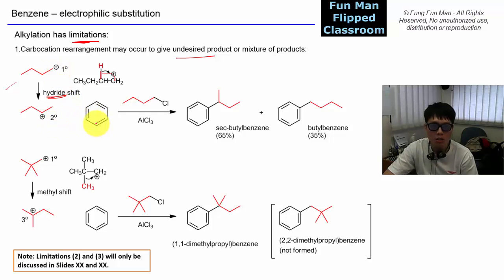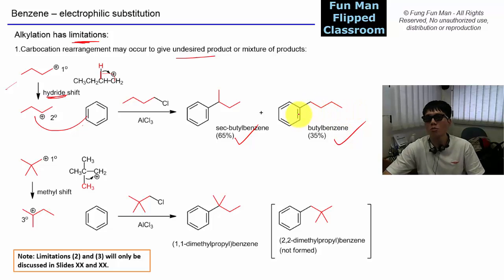Then now, your benzene will attack this, and voila, you see, we got a secondary butyl benzene. Of course, there may be some of the primary carbocation present, and you can get a butyl benzene. So we have a mixture of products, not desirable, because sometimes it's very hard to separate these.